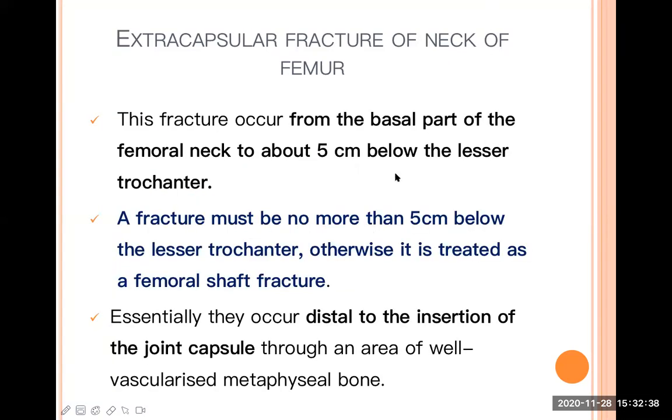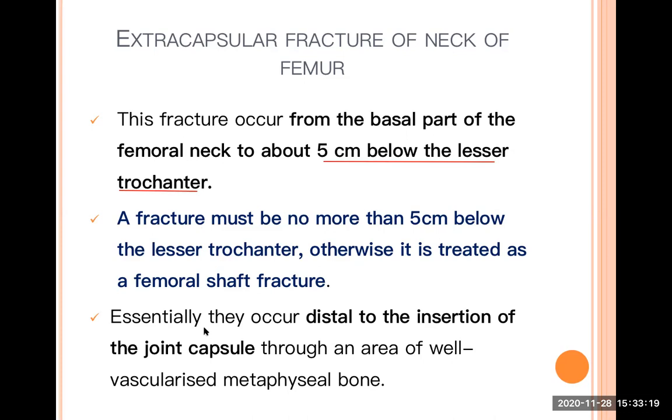Now, after doing this, the last part of this topic is left behind, that is extracapsular fracture neck of the femur. This fracture occurs from the basal part of the femoral neck to about 5 centimeter below the trochanter. That is 5 centimeter below the lesser trochanter. We have discussed this before. If a fracture occurs still below that 5 centimeter border, then it comes under fracture shaft of the femur. It is a fracture shaft of the femur, so it is treated like that.